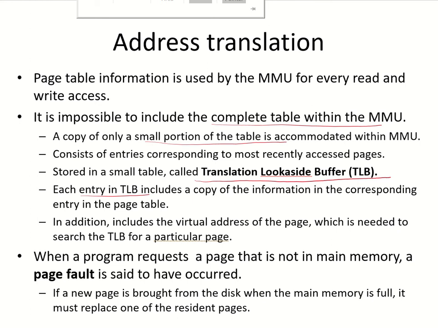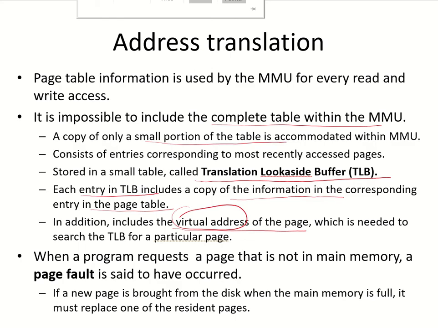Now each entry in the TLB includes a copy of the information which is there in the page table. Apart from that, it will also store the virtual address of the page. In the page table, we did not require to store the virtual address because the complete page table was there, and adding it to the page table base register gave us the entry into the page table. But in the TLB, since the complete page table is not there, the entry cannot be obtained easily, so we have to store the virtual address of the page also.